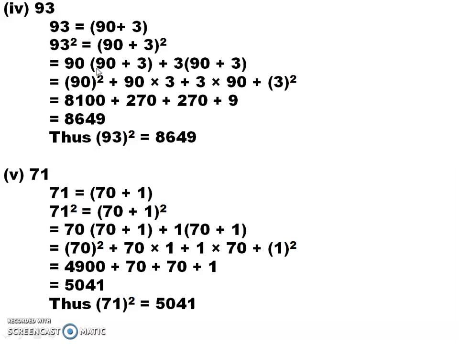First number into second bracket. Second number into second bracket. Okay. Then expanding and simplifying, you will get the answer as 8649. So 93 square is equal to 8649.